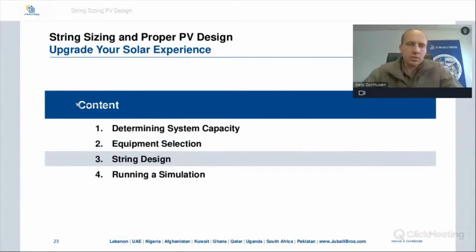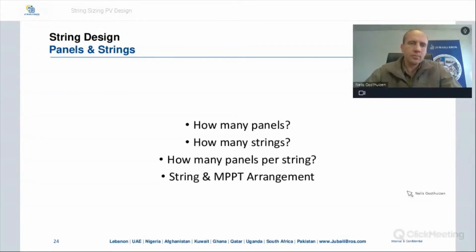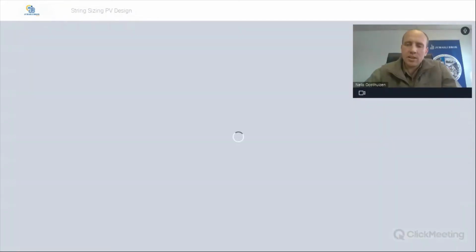Okay, moving over to section number 3, which is the actual string design. On a string design, we've got panels and strings. So how many panels do you have? How many strings do you use? How many panels do you put per string? And then your string and MPPT arrangement. How do you differentiate between all of these and how many do you use?